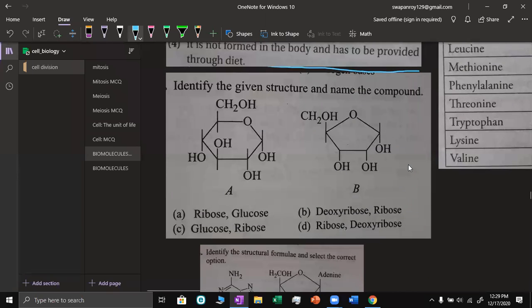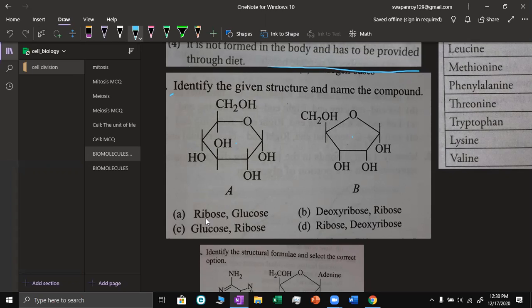Now come to one question from carbohydrates, saccharides. Here is a diagrammatic representation of two sugar molecules, and you have to identify what they are. This is A, this is B.